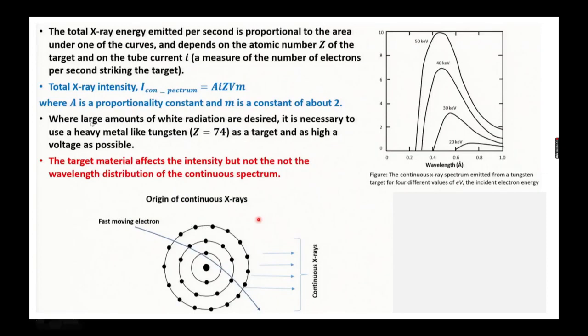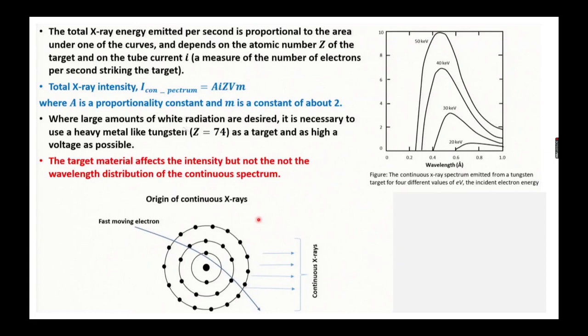So target material. As you can see, the total X-ray energy emitted per second is proportional to the area under one of the curves and depends on the atomic number Z of the target. We can take a different material of a different atomic number, and the tube current I is a measure of the number of electrons per second. So the total X-ray intensity will be given by A I Z V^m. Here m is constant and A is also constant, so what is left is Z and V.